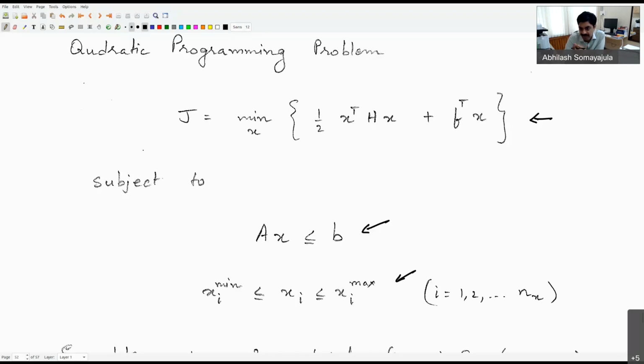Hopefully, we'll set this up as one of your assignment problems where you can get a feel for it, where you can set up the problem as a quadratic programming problem and use Matlab's optimization toolbox to solve it to come up with a trajectory tracking problem or a path planning problem.